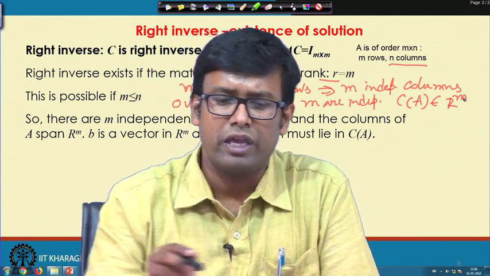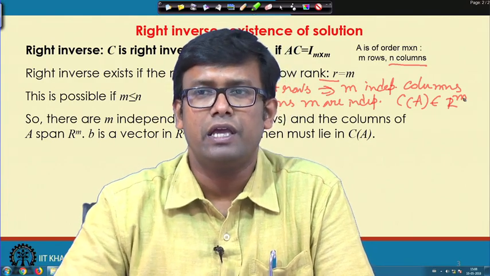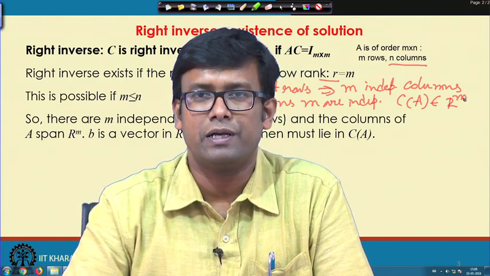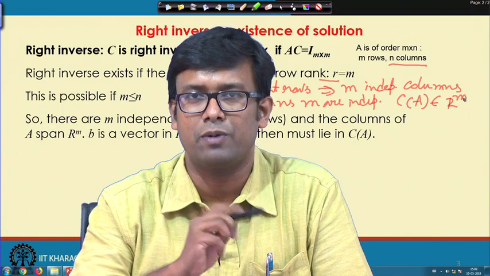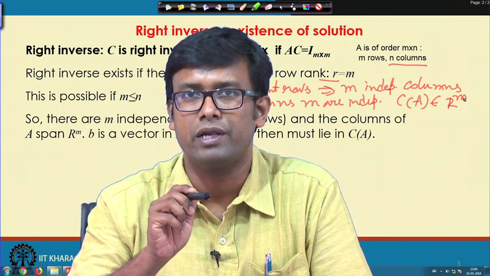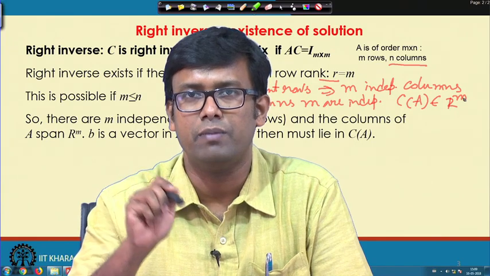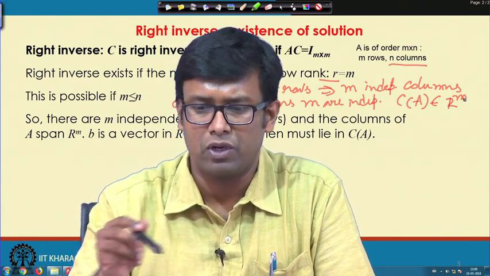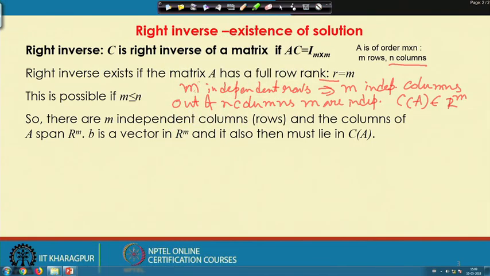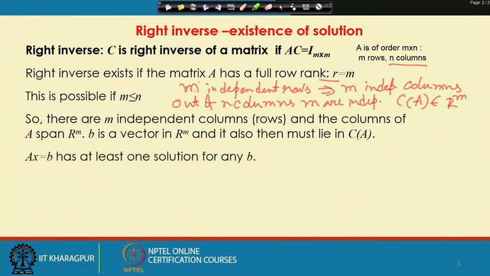Therefore, B must also lie in the column space. So, if a right inverse exists, if all the rows are independent, interestingly this is coming from the row perspective, the column space is spanning the entire R m, and therefore, B must lie in the column space. So, what we can tell is that A x equal to B will have at least one solution for any B, because B is in the column space.